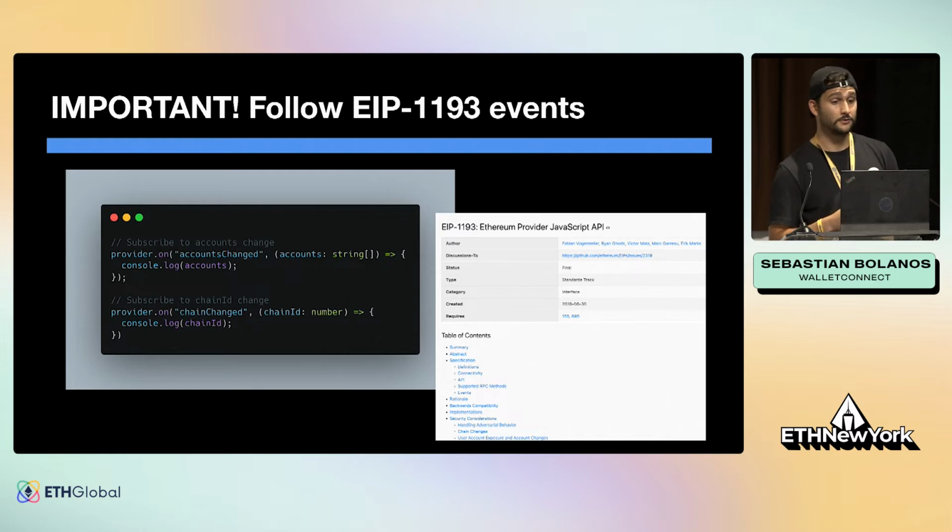Another thing that you have to listen to is the event for account change, because you can have multiple accounts on your wallets and you might switch them to test your dApp. And just keep in mind that this is how you listen to them, depending on your use case.